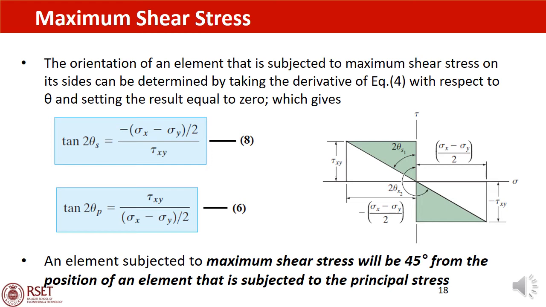Next, we will discuss the maximum shear stress. The orientation of an element that is subjected to maximum shear stress can be determined by taking the derivative of equation 4 with respect to theta and setting the result equal to 0. It gives tan 2 theta s equal to minus of sigma x minus sigma y by 2, the whole divided by tau xy. It is called equation number 8. The two roots of this equation, namely theta s1 and theta s2, can be determined from the shaded triangles shown in the diagram.